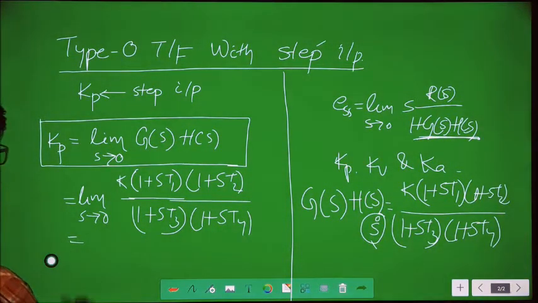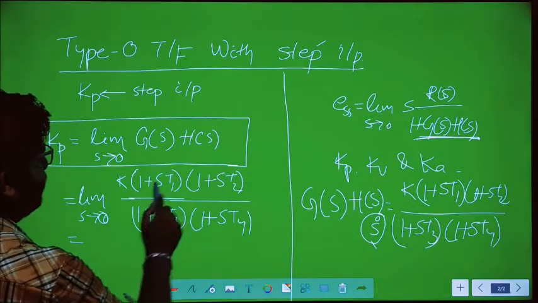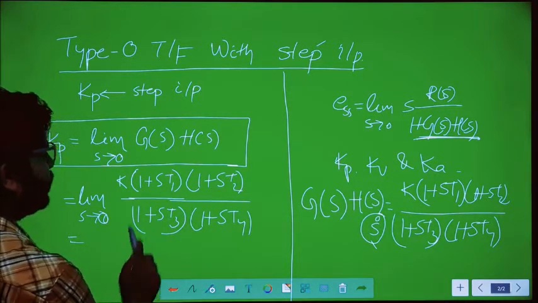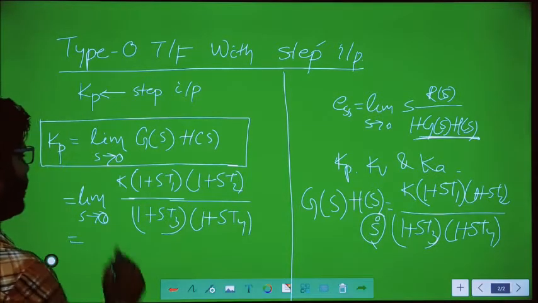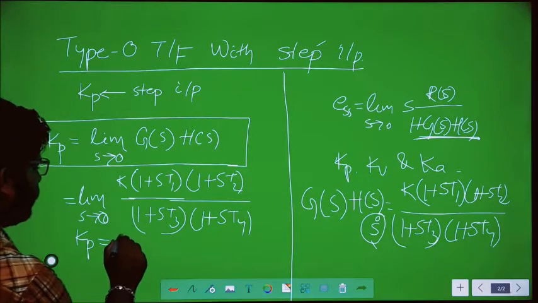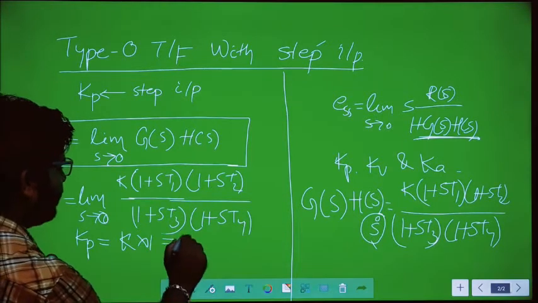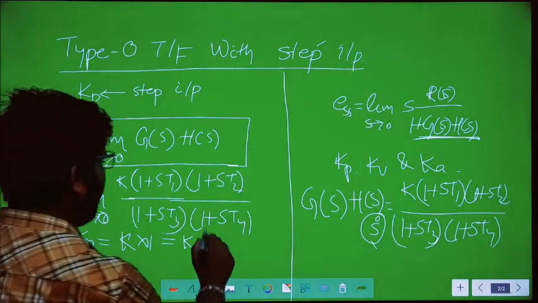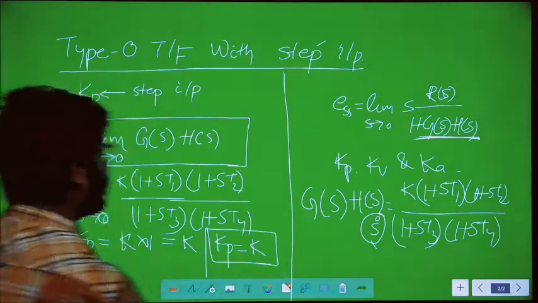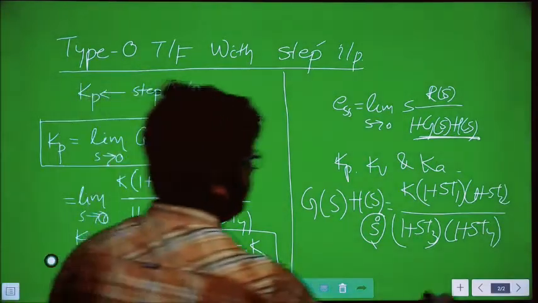Once I apply the limit, that means if I make s go to 0, this term becomes 1, because 1 plus 0 is equal to 1. Here 1 plus 0 is equal to 1. Here also 1 plus 0 is equal to 1. Here also 1 plus 0 is equal to 1. So this total term will become Kp is equal to K into 1, so it is nothing but equal to K. So we have found that Kp is equal to some constant K only.